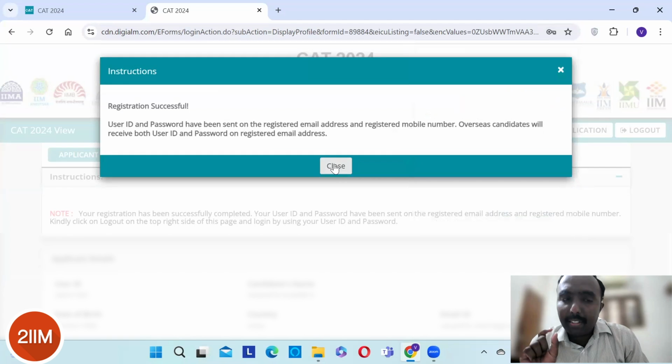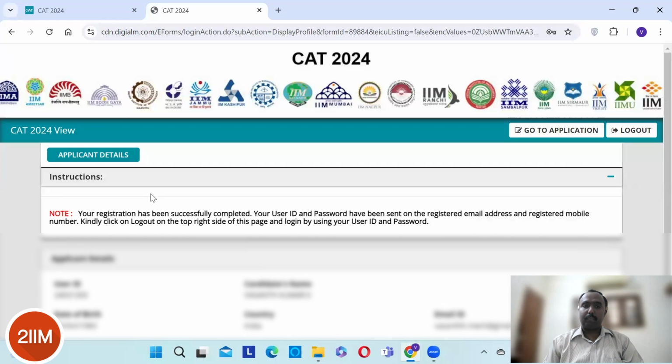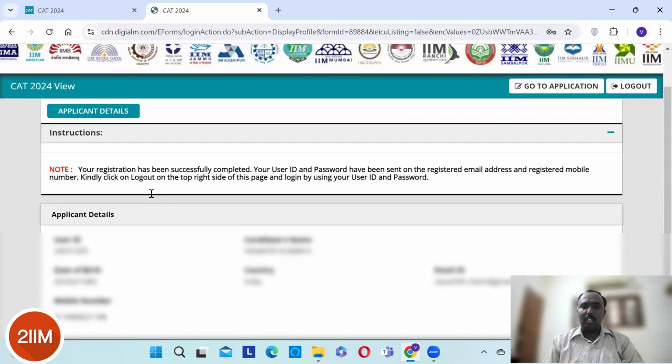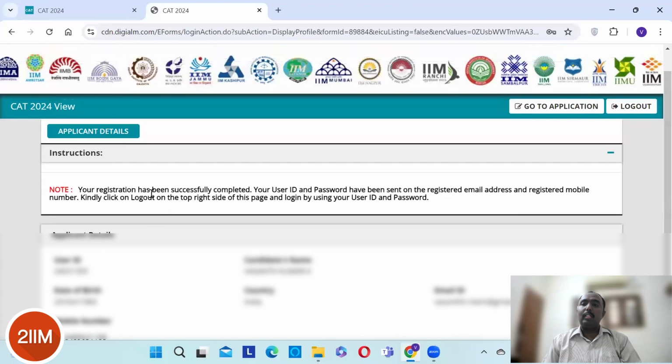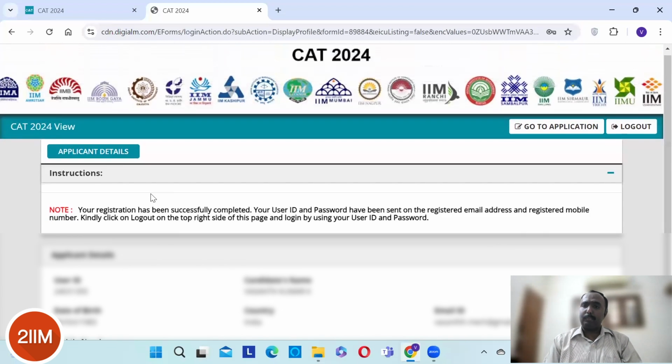Now we will be getting a user ID and a password to our registered email ID and also to our mobile number. So that is what has to be taken forward as the registered student ID, and we have to log in using only that. And this is what we call the registration process done. After that, again, I'm repeating, we will have our username and password that will be sent to our email ID as well as to the mobile number, after which we need to log in only using that.